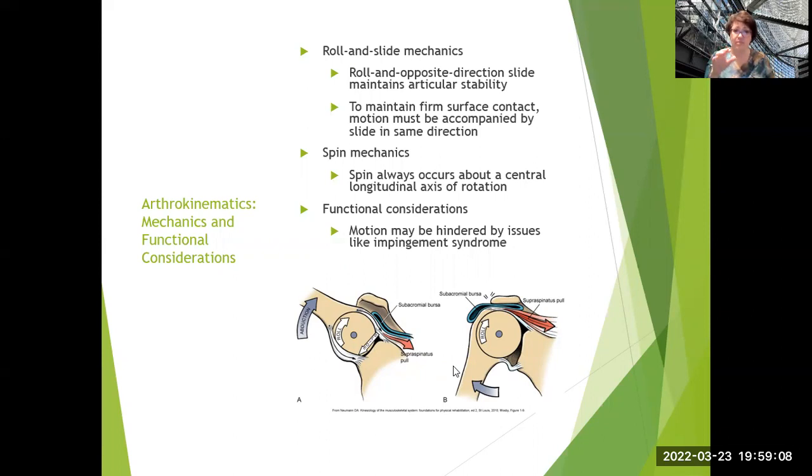So you can just tuck that little nugget of information away. We're not going to be doing joint mobilizations in this class. You will be doing it in a future class. But play with some bones, whether it's at home or in the lab, and get the idea of what's happening at the joint when the joints are moving in our normal osteokinematic movements that we talked about.